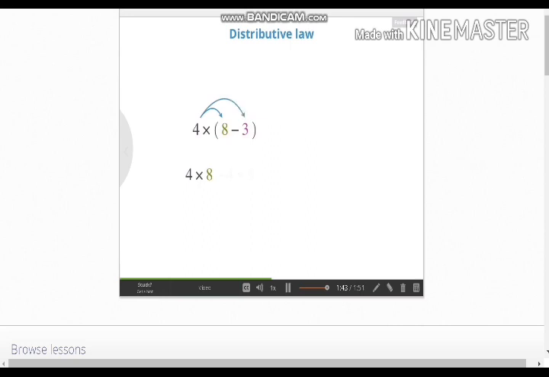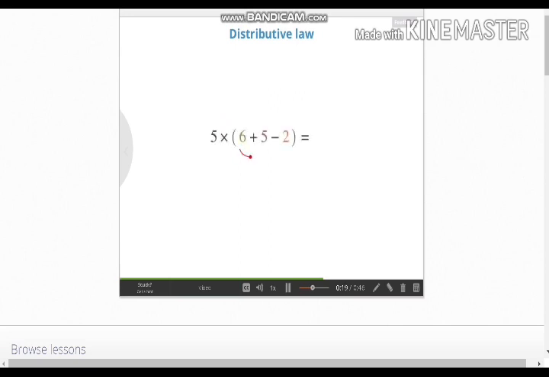Here's another example. 4 times 8 minus 3. Distributing, we get 4 times 8 minus 4 times 3. Evaluate these two expressions and hopefully you'll get the same result for each one. Nicely done. 8 minus 3 is 5, times 4 is 20, and 4 times 8 is 32, 4 times 3 is 12, and 32 minus 12 equals 20. So the distributive law works on subtraction as well as addition.